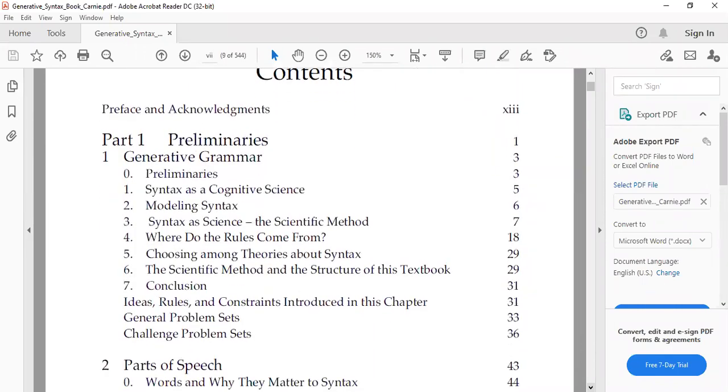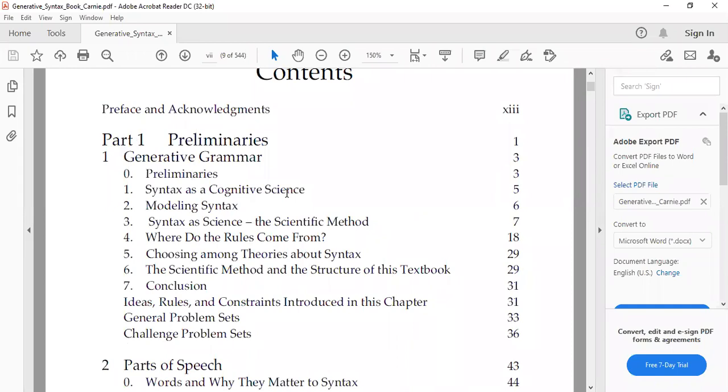And then this is the table of contents. We will have generative grammar in general. We will not start with chapter 1. I'm going to leave chapter 1 for you. It is an introductory chapter about syntactic theory in general.